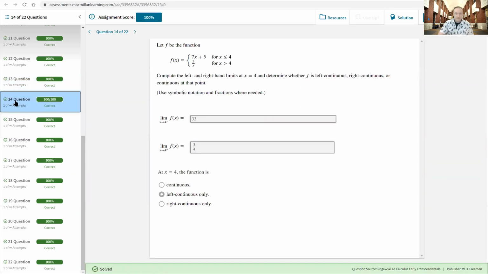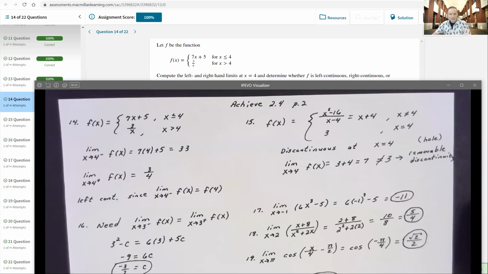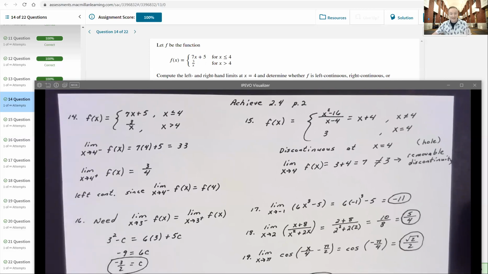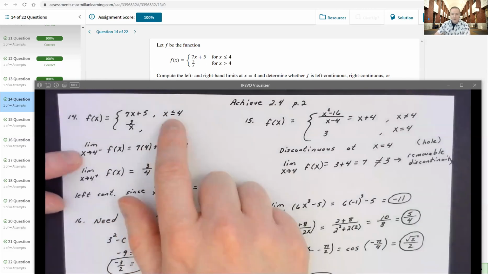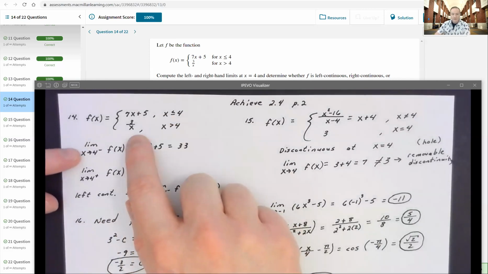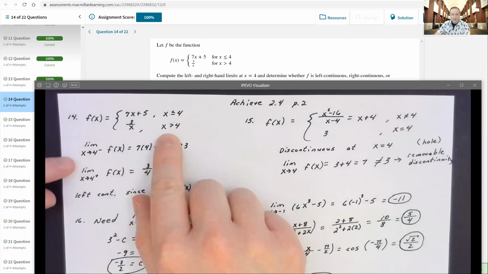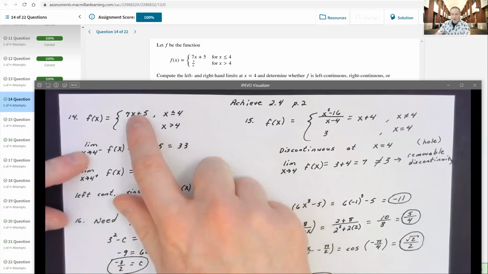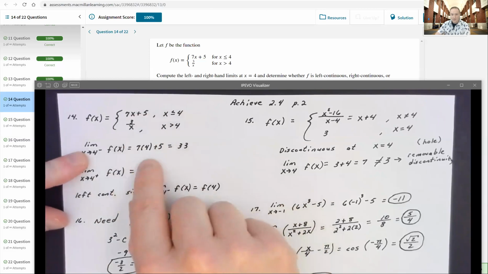Next page here. There we go. Whenever I'm looking at this one, let f be the function, again a piecewise function. It's the linear function 7x plus 5 for values of x less than or equal to 4, and the rational function 3 over x for x greater than 4. Again, it asks us to compute the left and right-hand limit. For any value of x less than 4, we know we're always going to be plugging it into this function. So that's going to give me 7 times 4 plus 5, 28 plus 5, 33.